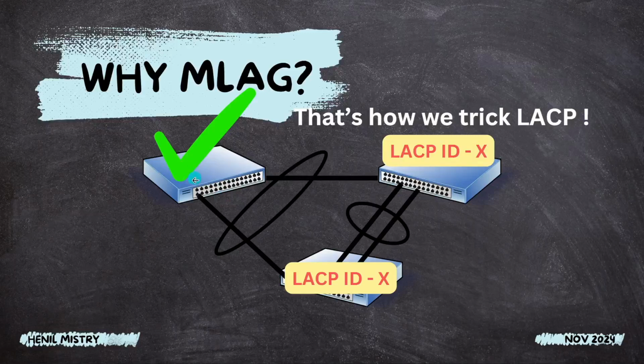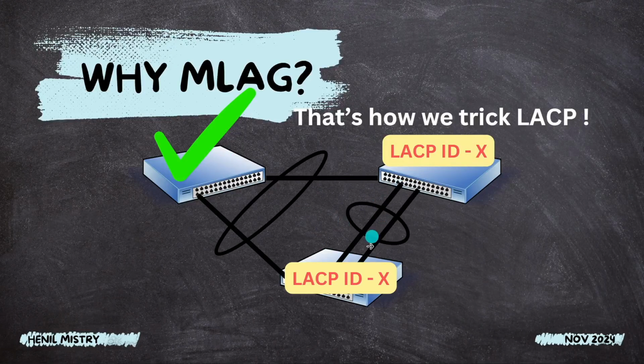And now these switches will receive, rather than the system ID, the LSCP ID that has been configured and communicated after we have configured the MLAG. And that's how we pick LSCP. Whenever they exchange this LSCP ID, which is let's say X in this case, LSCP would get configured because it will receive the same system ID from both of these ports.